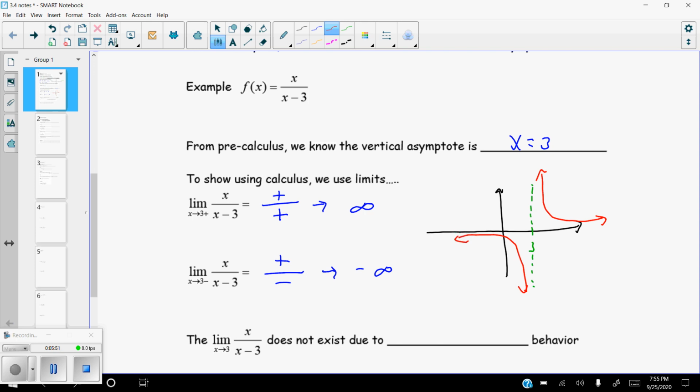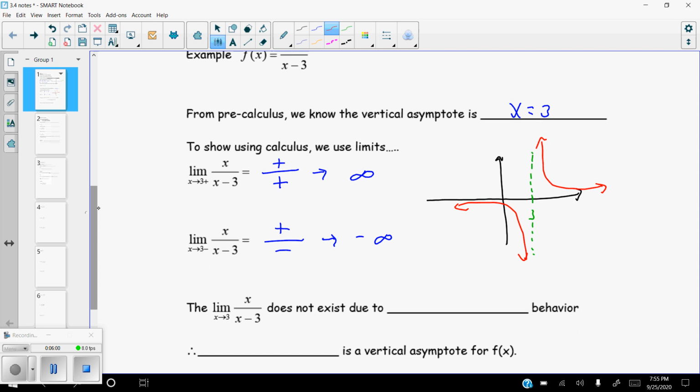But as you can see, as you approach from the left, it goes to negative infinity. Approaching from the right goes to positive infinity. So we know that the limit here doesn't exist because they both go in different directions. And since they both approach infinities, we can't say that it goes to infinity or negative infinity. We just say that it doesn't exist, and it's due to unbounded behavior. It is unbounded from either side in this case. Therefore, since we get limits which don't exist in the unbounded behavior direction, x equals 3 is a vertical asymptote.